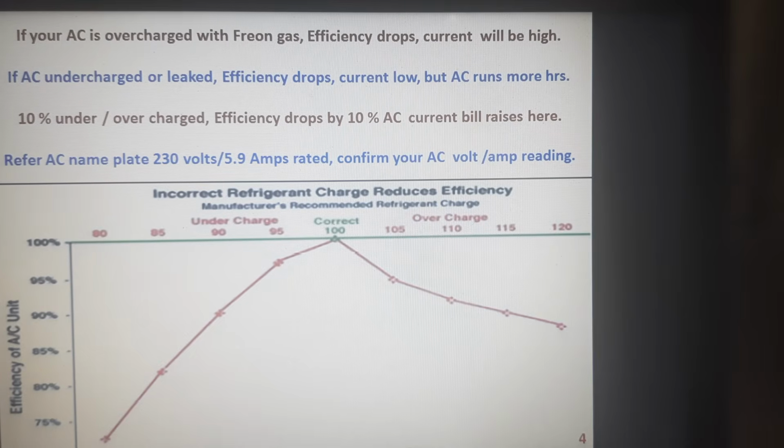You refer to your AC nameplate, it is 230 volts for 5.9 amps rated. Confirm what your reading is before and after the service, and annually when you do the AMC, and during the installation you have the readings of your AC. These are the AC records you need to maintain for safekeeping of your AC as such.